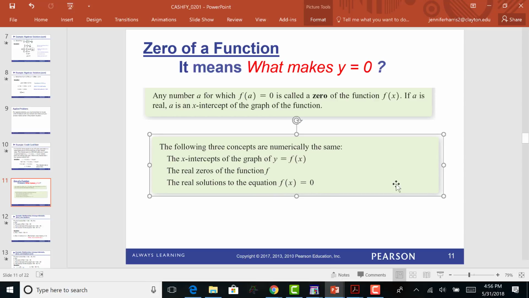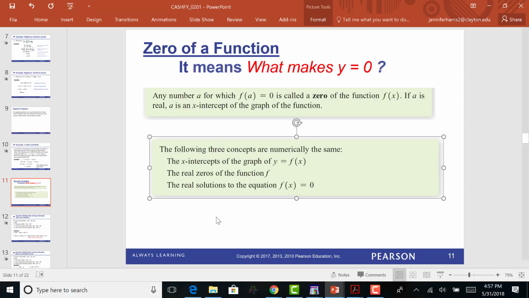And there are 3 different words for zeros that you'll see. And they've actually been here, and you'll see them highlighted in the next slide as well. It says 3 different concepts numerically mean the same thing. X-intercepts, zeros, and solutions all mean the same thing. So if I ask you for the 0, if I ask you for the solution, and if I ask you for the x-intercept, I mean the same thing. I want you to give me the same thing. We got it? Okay, so here is the next slide.